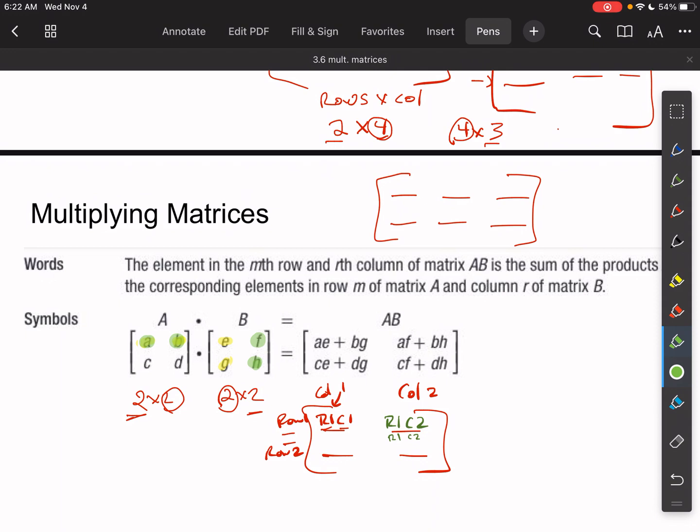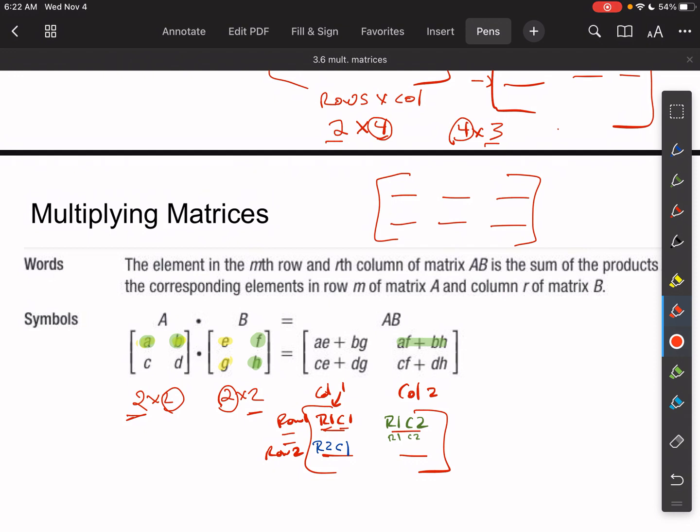Okay, so I have AF plus BH, which they show you here. All right, then for the next one, down here now I'm in row 2, column 1. So I'm just going to use that as my guide because it does get convoluted later.